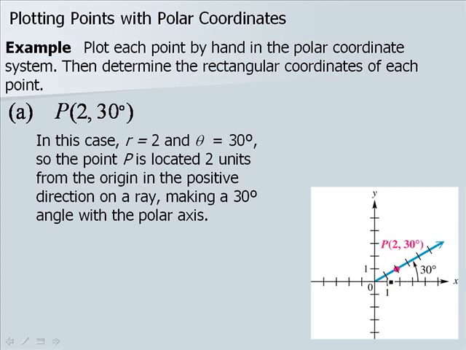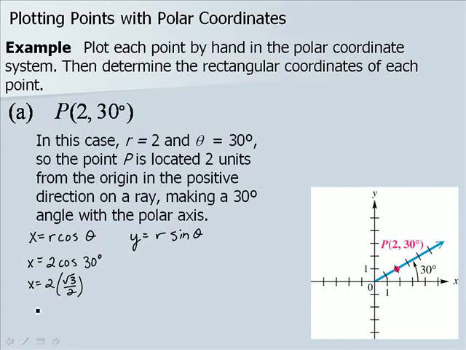So let's convert to the rectangular coordinates. We know that x is equal to r cosine of theta and y is equal to r sine of theta. So we have that x is equal to 2 cosine of 30 degrees, or 2 times the square root of 3 over 2. So we get that x is equal to the square root of 3. Then y is equal to 2 sine of 30 degrees, or y equals 2 times 1/2. So y will be 1. So we get the ordered pair square root of 3, 1.